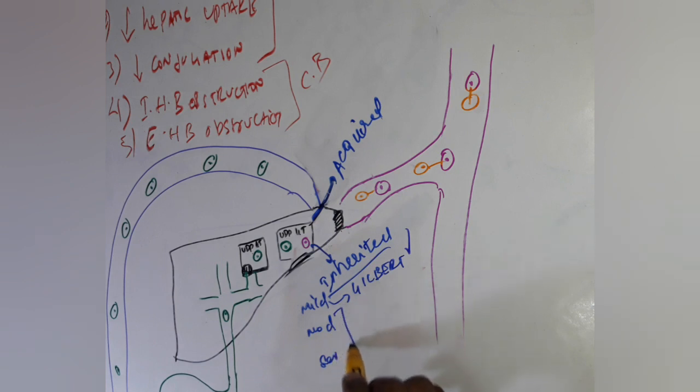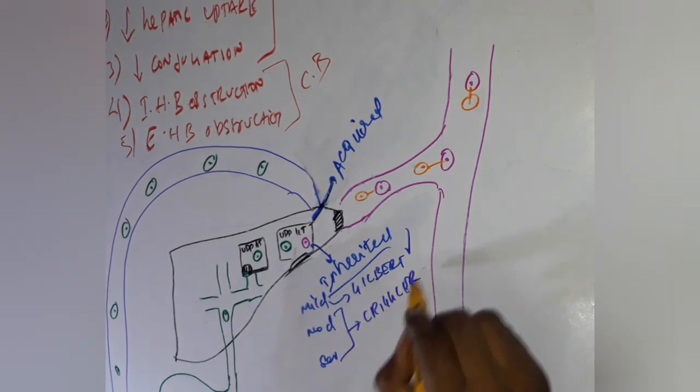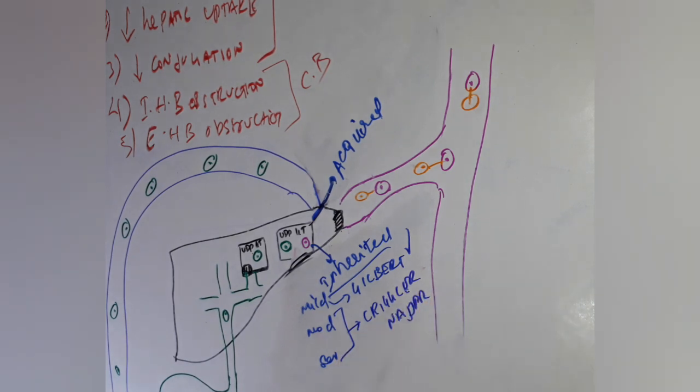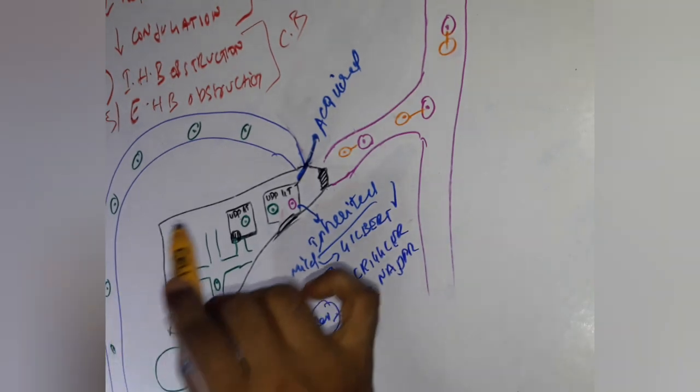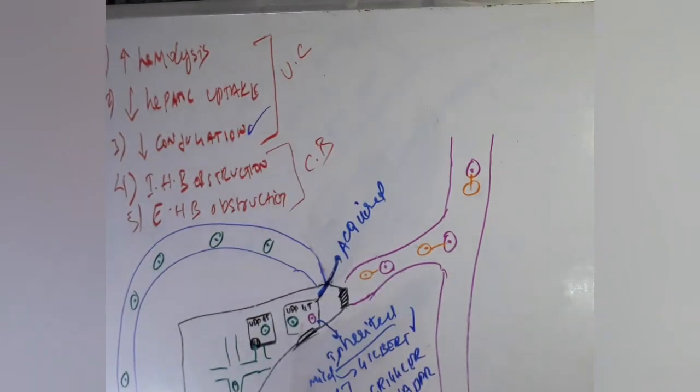And what if it is moderate to severe? We call it Crigler-Najjar syndrome. In Crigler-Najjar syndrome, if it is very severe, we call it type 1, and if it is moderate, we call it type 2. Clear? So you have your UDP glucuronosyltransferase activity. So where there is a defective conjugation, as I mentioned here, there is a defective conjugation.